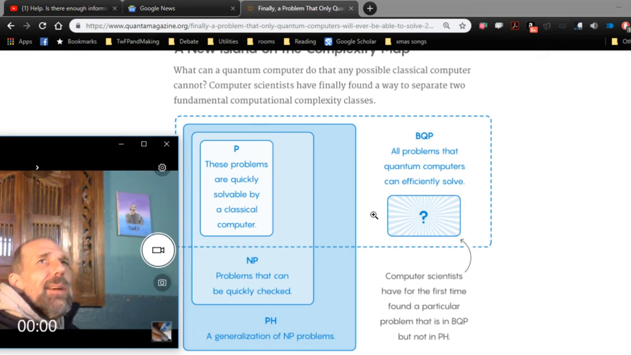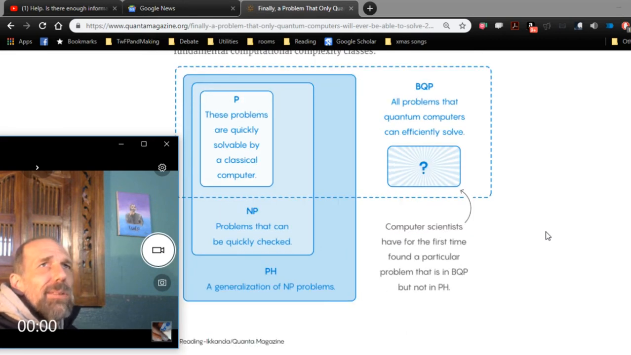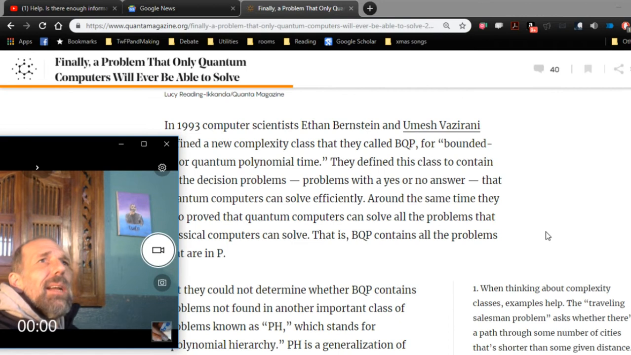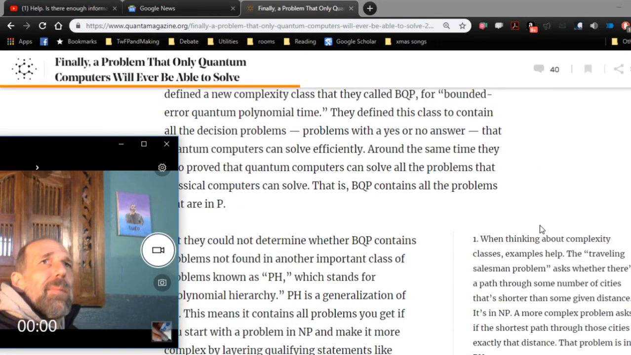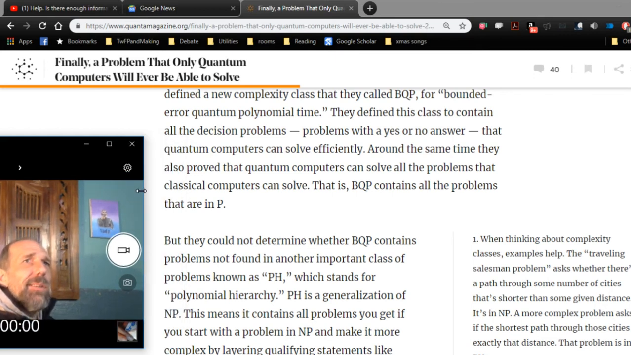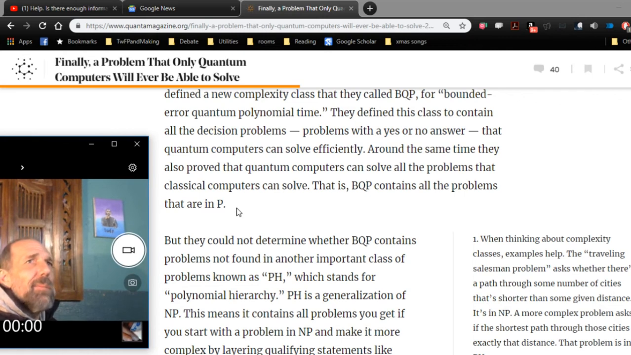What can a quantum computer do that any possible classical computer cannot? Computer scientists have finally found a way to separate fundamental computational complexity classes. In 1993, computer scientists defined a new complexity class that they called BQP, for bounded-error quantum polynomial time. They defined this class to contain all the decision problems with a yes or no answer that quantum computers can solve efficiently. Around the same time, they also proved that quantum computers can solve all the problems that classical computers can solve. That is, BQP contains all the problems that are in P.